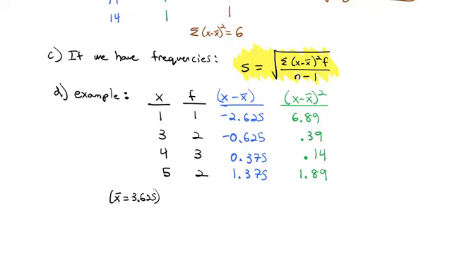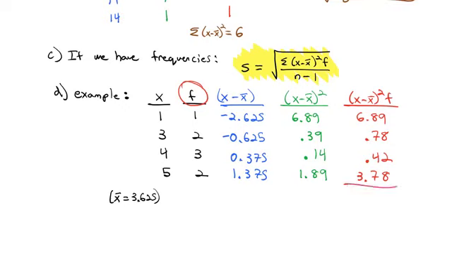Now, if we didn't have frequencies, we would just add this column up. But because we have frequencies, we need to take this column, the x minus x bar squared, and multiply by those frequencies. So the 6.89 needs to be multiplied by 1 to get 6.89. The 0.39 needs to be multiplied by its frequency of 2 to get 0.78. 0.14 times 3 is 0.42. And 1.89 times 2 is 3.78. And that's what we want to sum.